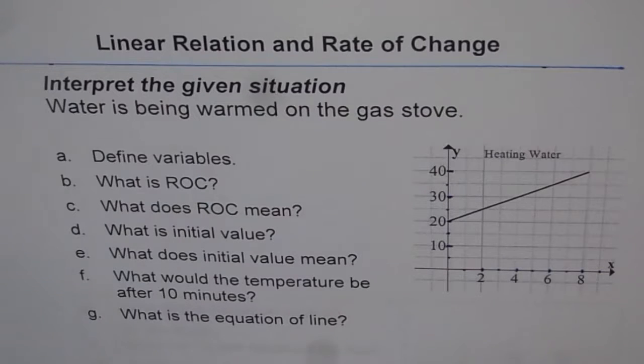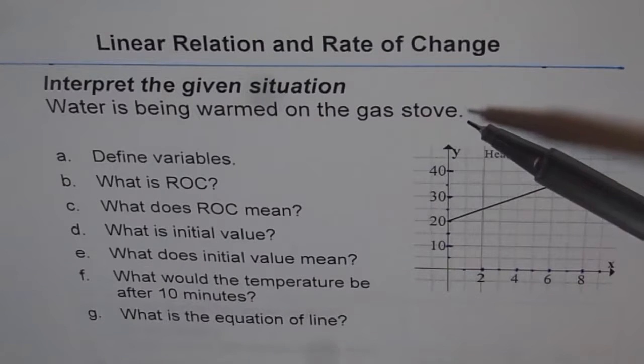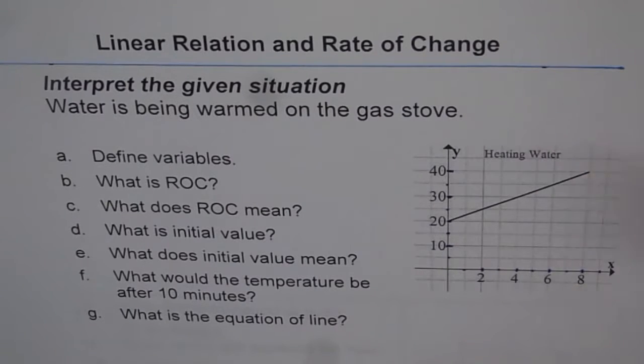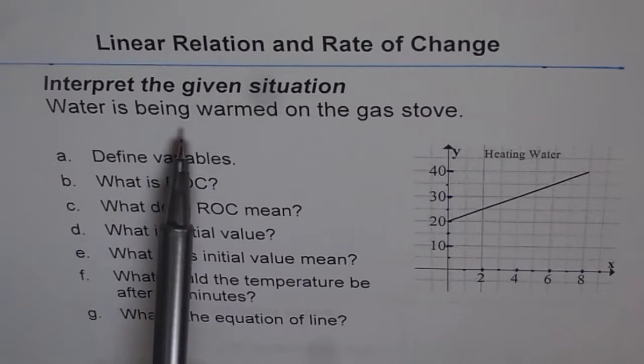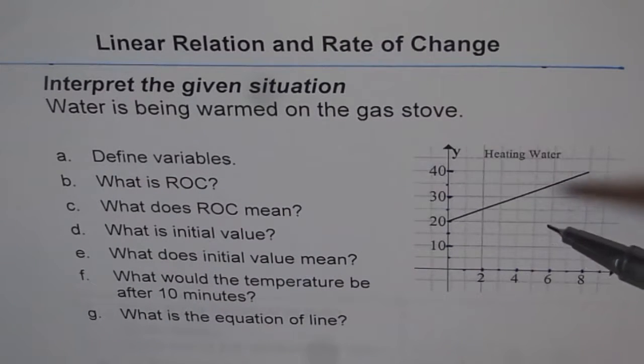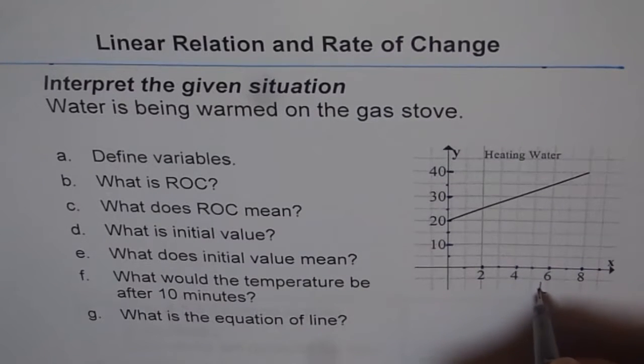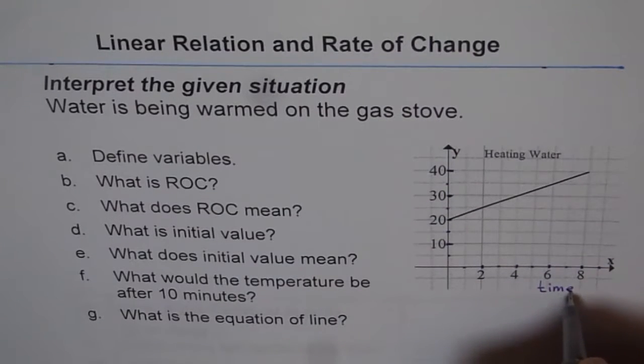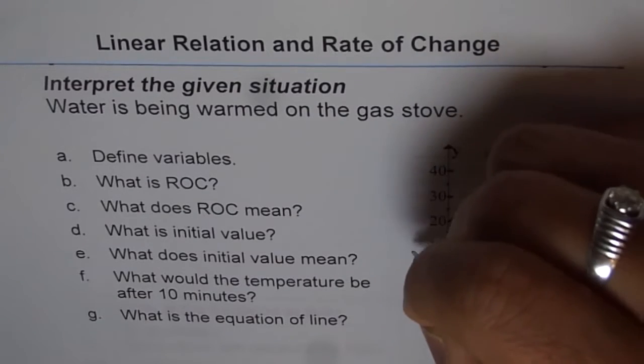Here are my suggestions. So we should start by looking at the graph and seeing what the graph is telling us about. So it says water is being warmed on the gas stove. So that means the temperature of the water increases as we warm it, right? So the two variables for us are time and temperature, correct?